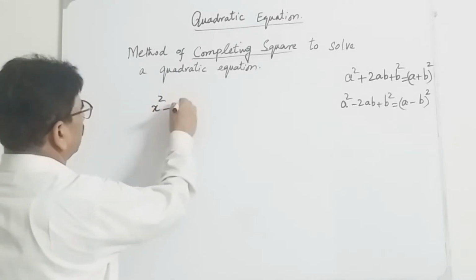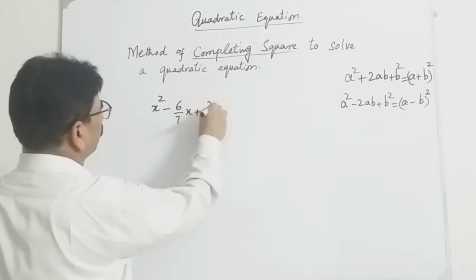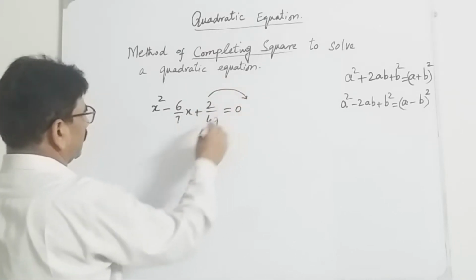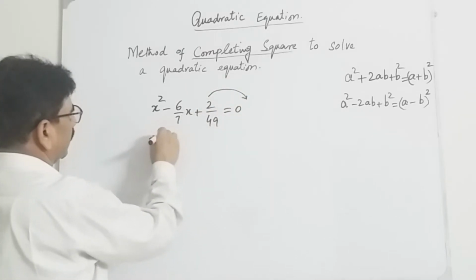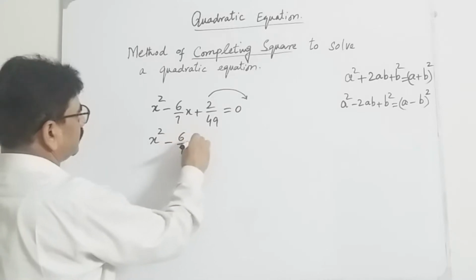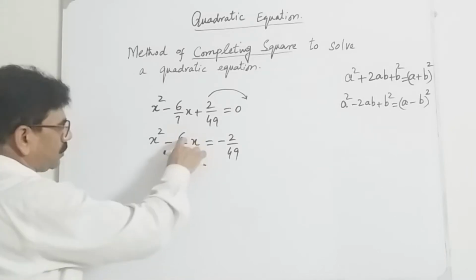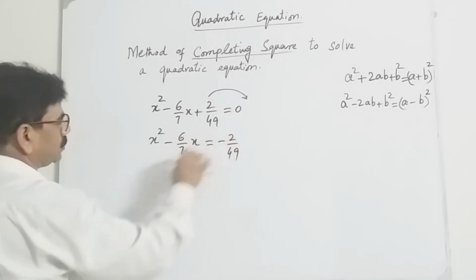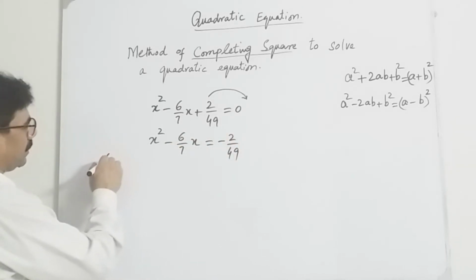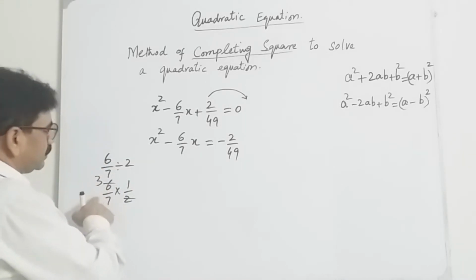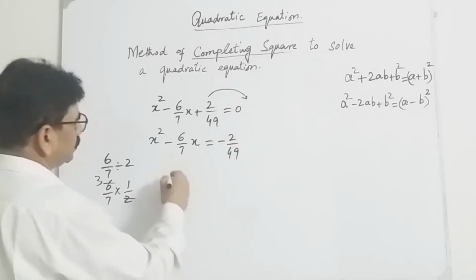x square minus 6 over 7 x plus 2 over 49 equal to 0. Now we will transfer this constant term to the right hand side. As a result, we will get x square minus 6 over 7 x equal to negative 2 over 49. Now in the next step, we will add the square of half of the coefficient on both sides. That is, we divide the coefficient of x by 2. As a result, we will get 3 over 7. Now the square of 3 over 7 will have to be added on both sides of this equation.